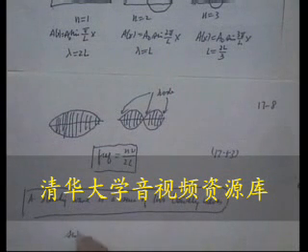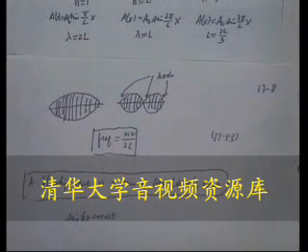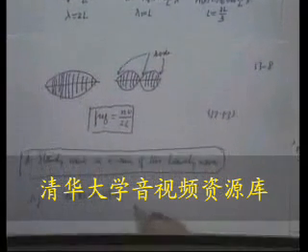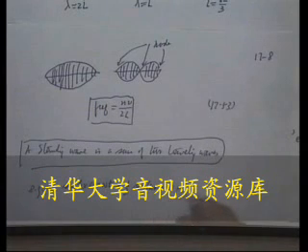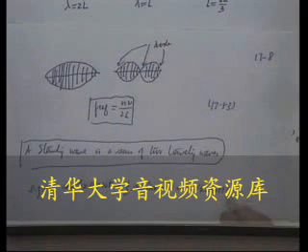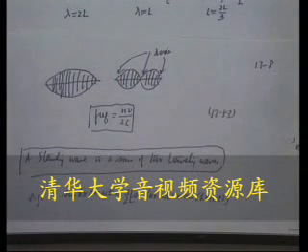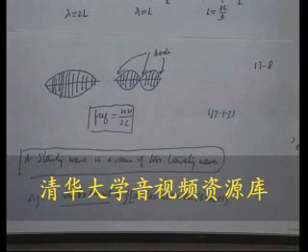You could write sine kx cosine omega t, for example. We all know this is equal to 1/2 of sine(kx minus omega t) plus sine(kx plus omega t). This is a simple trigonometric formula.